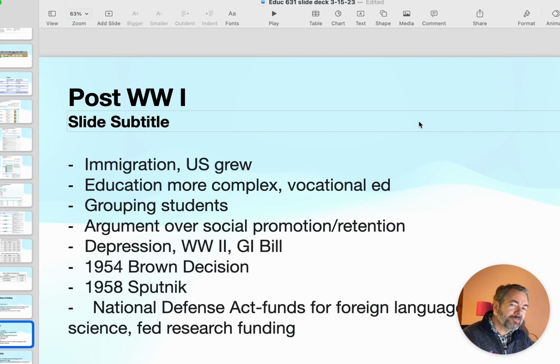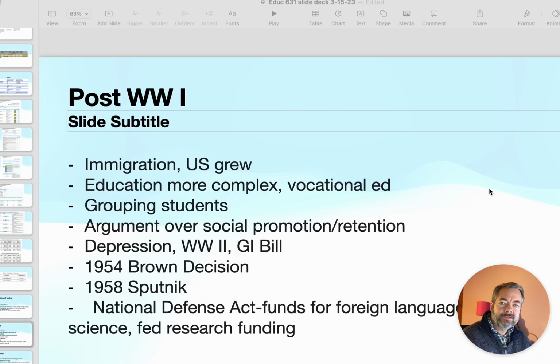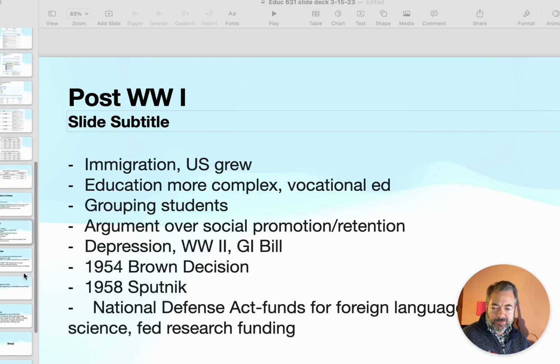In 58, something also very important happened, something called Sputnik. And you should know, as an educator, you should know some of this history. Sputnik was the first time Russia really put a rocket into space. And it made Americans go crazy. It's like, what? Russia beat us to space? So at that point, something called the National Defense Act happened, and there were funds for foreign languages, math, science, and various federal research funding. So assessment and education changed dramatically as a result.